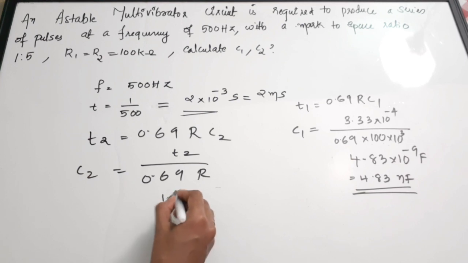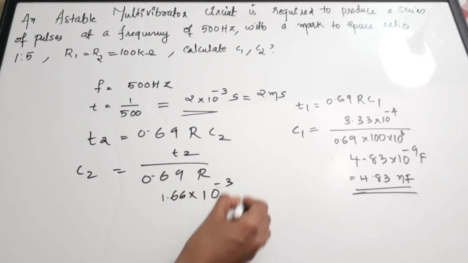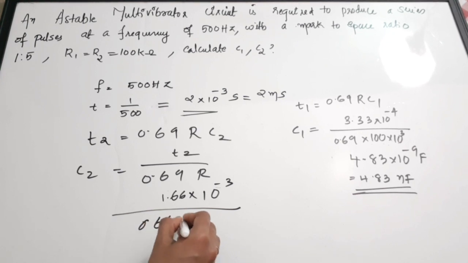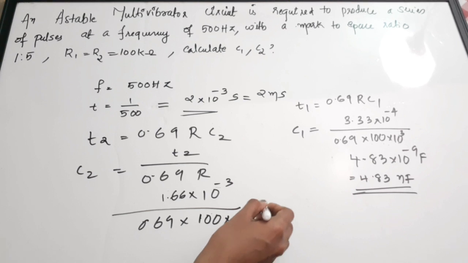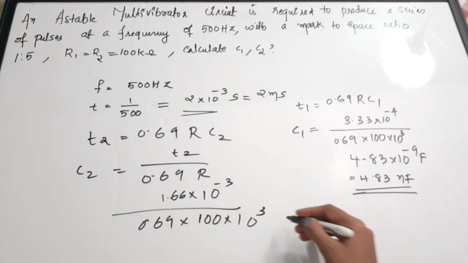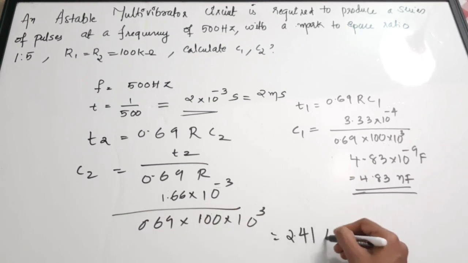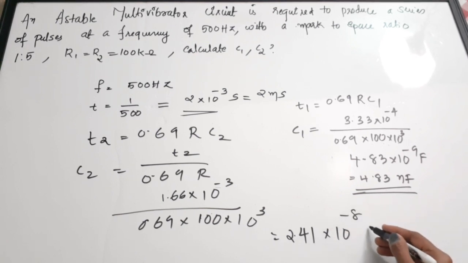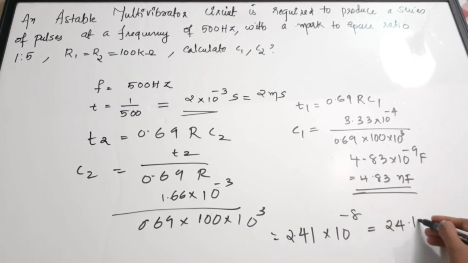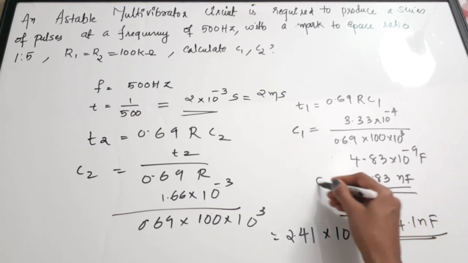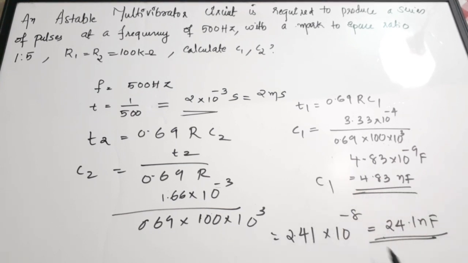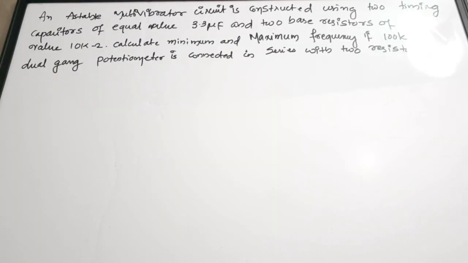T2 value is 1.66 into 10 raised to minus 3 by 0.69 into R, which is 100 into 10 raised to 3. If you solve it, you will get 2.41 into 10 raised to minus 8, or you can write it as 24.1 nanofarads. So the value of C1 is 4.83 nanofarad and C2 is equal to 24.1 nanofarad. The next question is on the board.